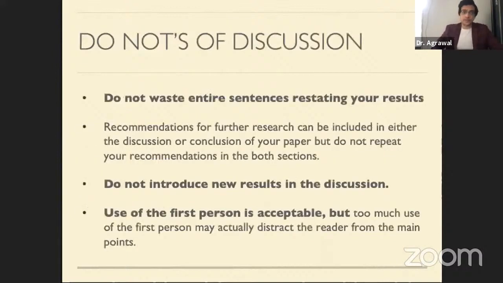Some don'ts of discussion: don't waste entire sentences restating your results. Even if it is something that cured a cancer that you discovered, don't restate your results, because you've already mentioned them in the results section. Instead, discuss your results, discuss what the implications are, what previous research says, what you are trying to say, etc. And do not introduce new results in discussion.